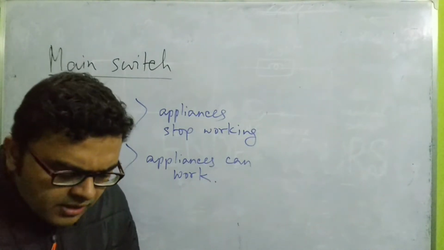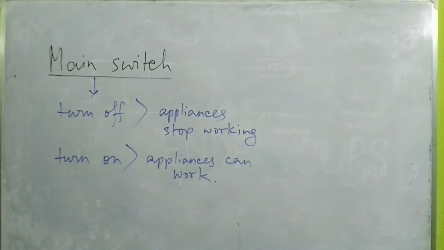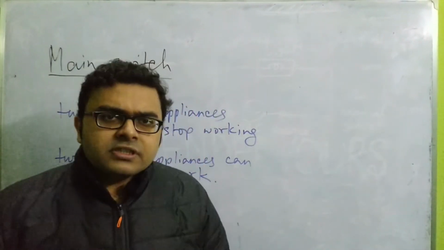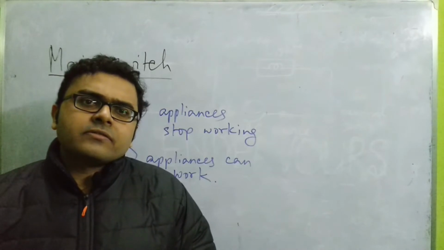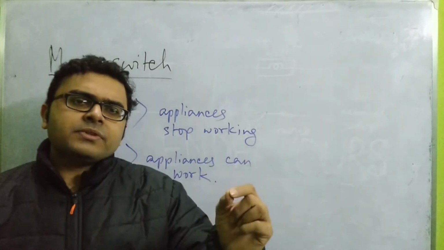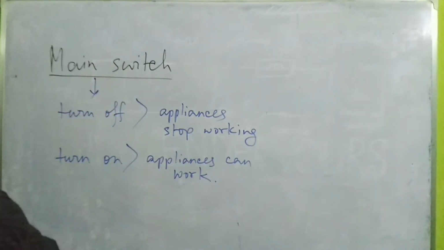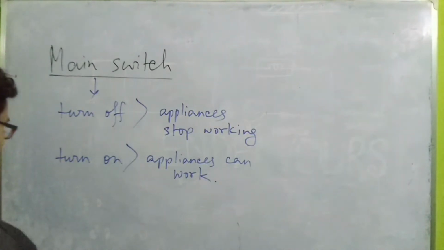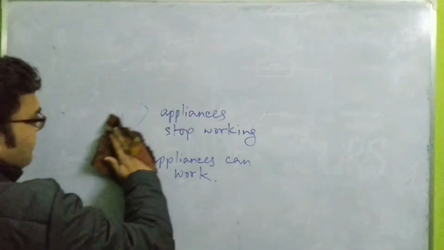So you have seen now. This is the main function of the switch. The main switch is, you can say, a barrier to your house which either allows or stops the entry of the power into your house. Okay, fine. Now let us move on to the next topic, house wiring.